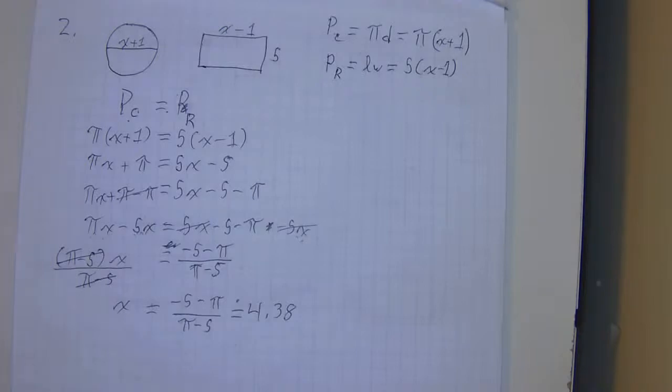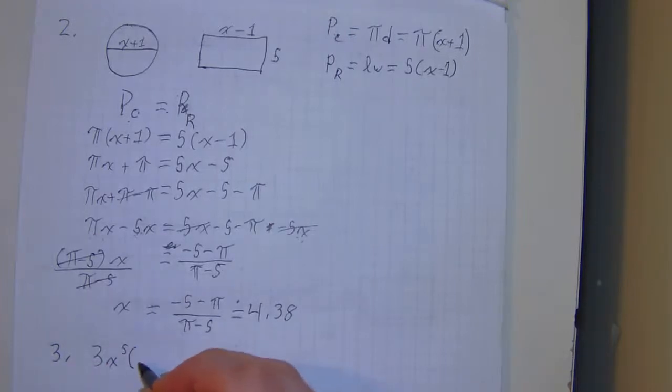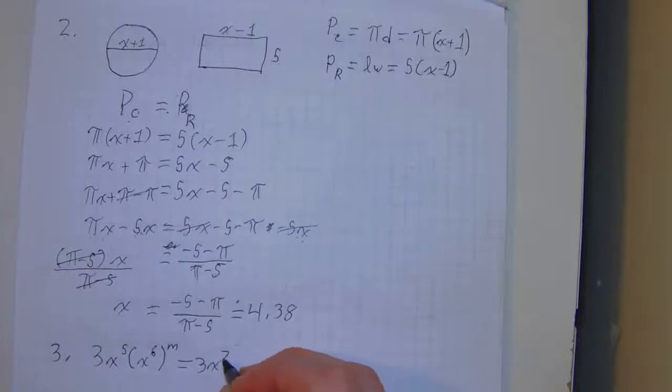On to our third question, and I'll come back to the chat in a moment. So question 3, we want to know what value of m makes the following equation true. So we have 3 times x to the power of 5 times x to the power of 6, all to the power of m, equals 3x to the power of 23. Let's move this up.